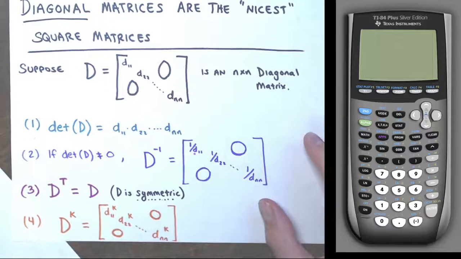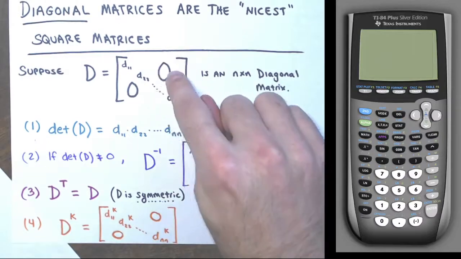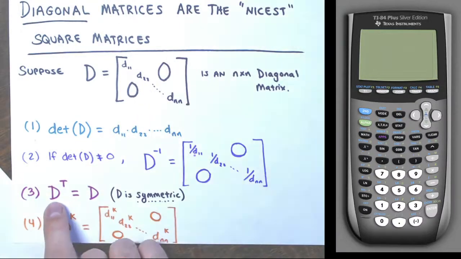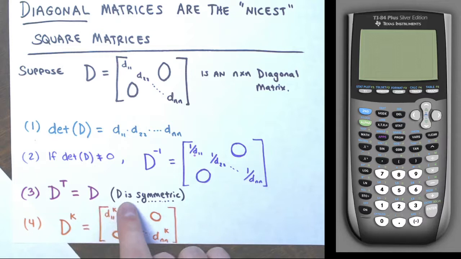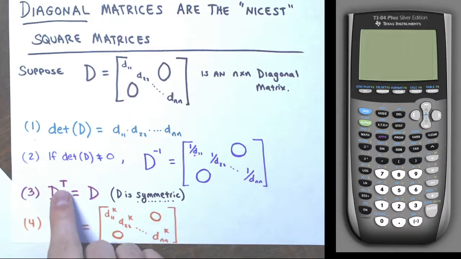Since it's diagonal, and all these entries off the main diagonal are 0, a diagonal matrix is what they call symmetric. A symmetric matrix is one that's equal to its own transpose. So if you take the transpose of a diagonal matrix, it's still that same diagonal matrix. Nothing changes.